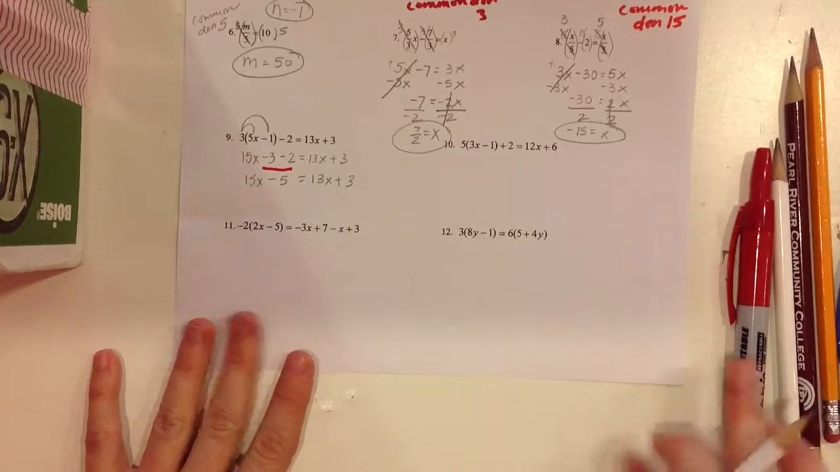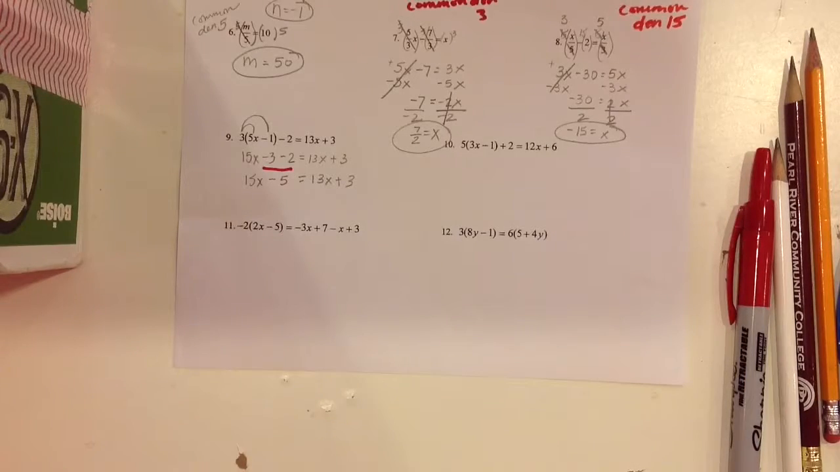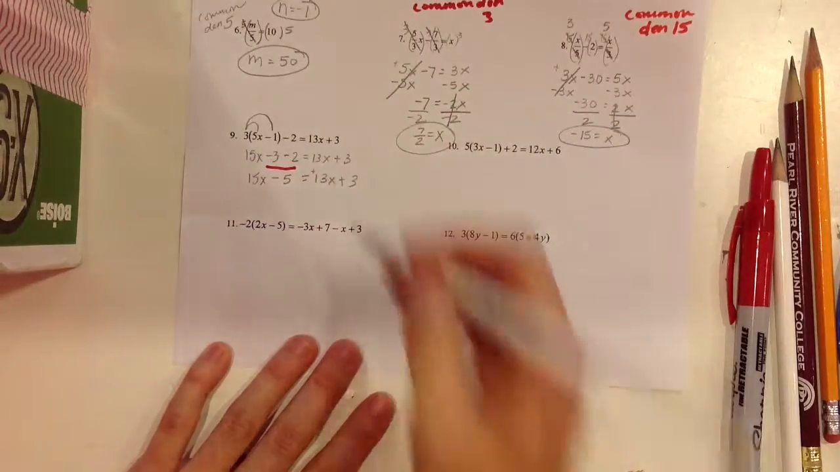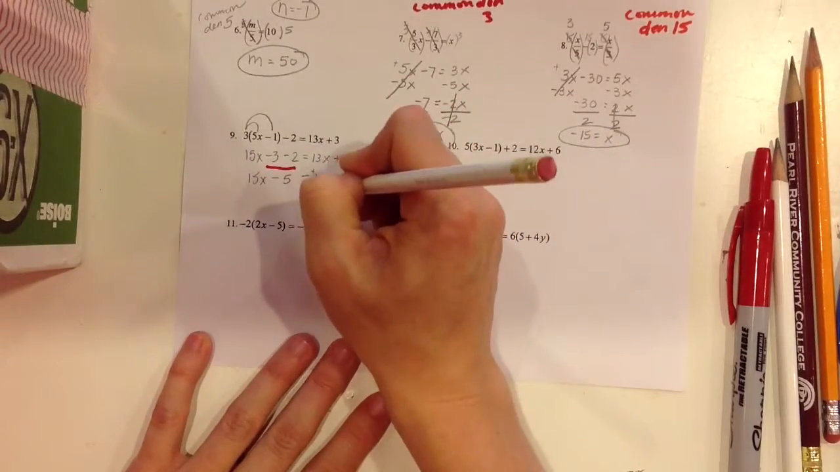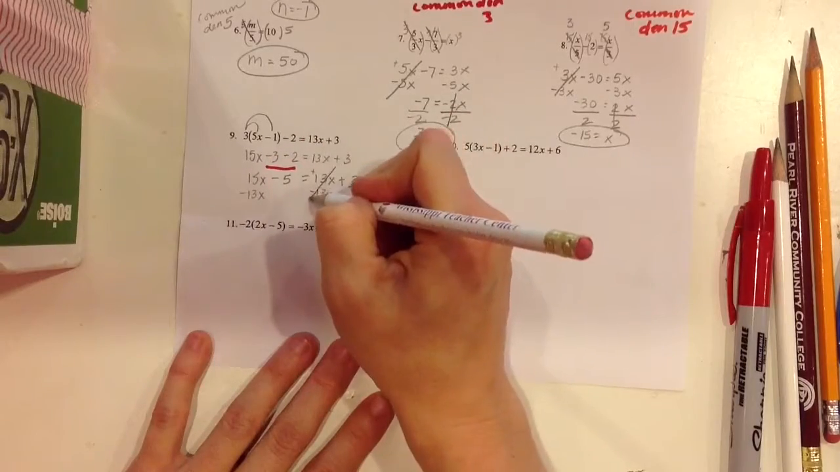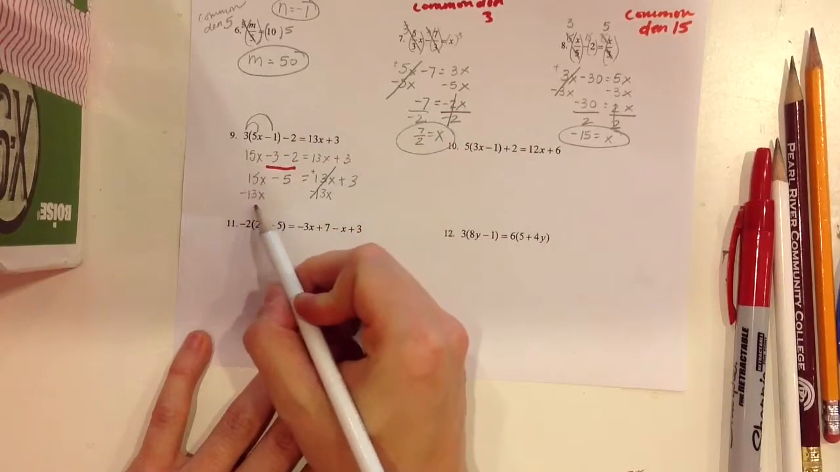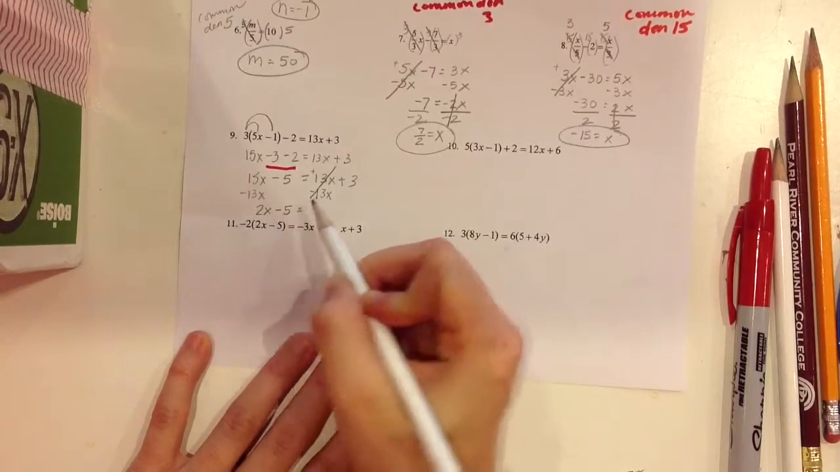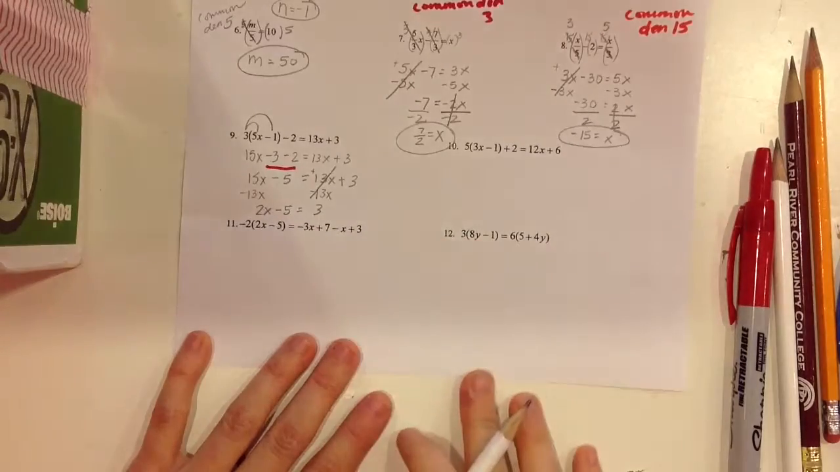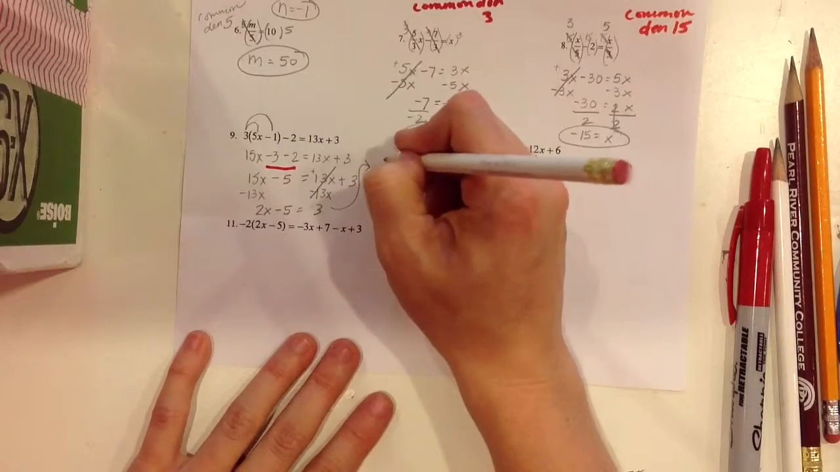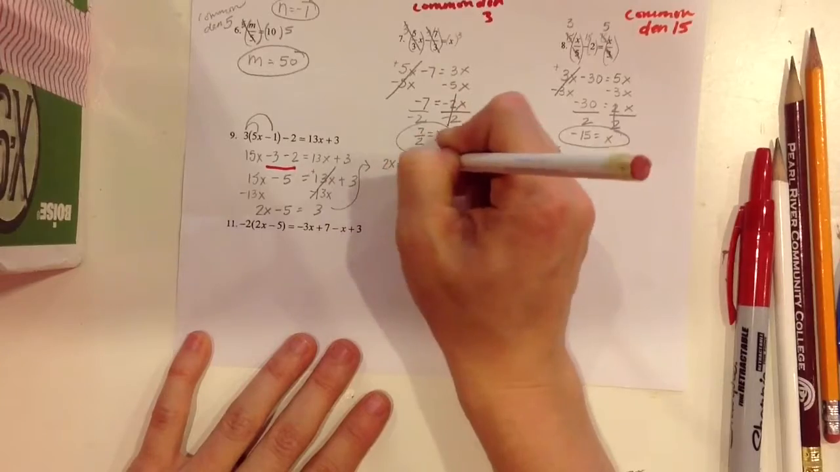So now that I have everything in simplest form, I can start moving my variables to the left and my numbers to the right. So this 13x is positive, so I'm going to subtract 13x from both sides. So I have 15x minus 13x, that gives me 2x minus 5 equals 3. Now I'm running out of room, so I want to relocate up here. So I have 2x minus 5 equals 3.